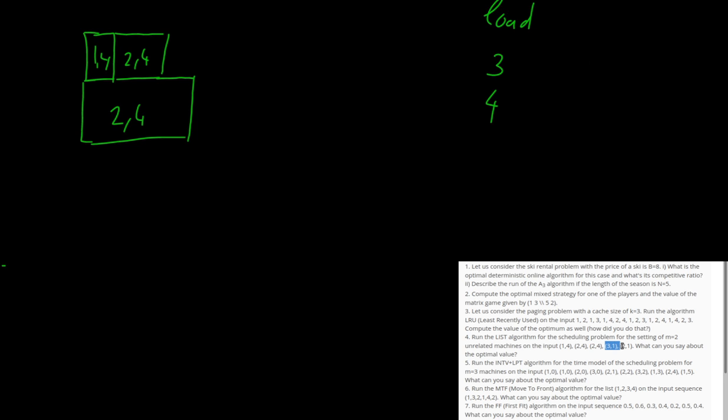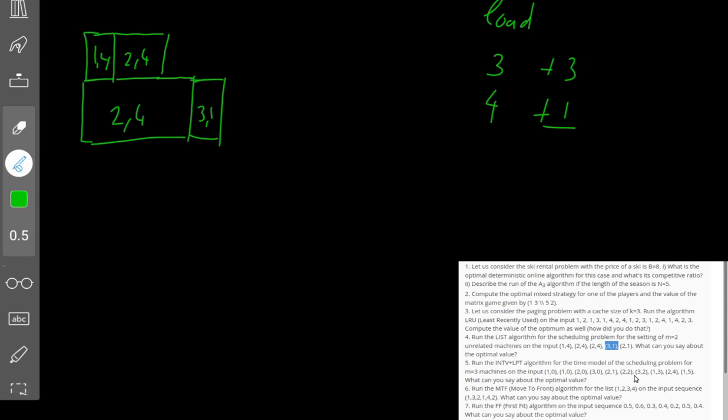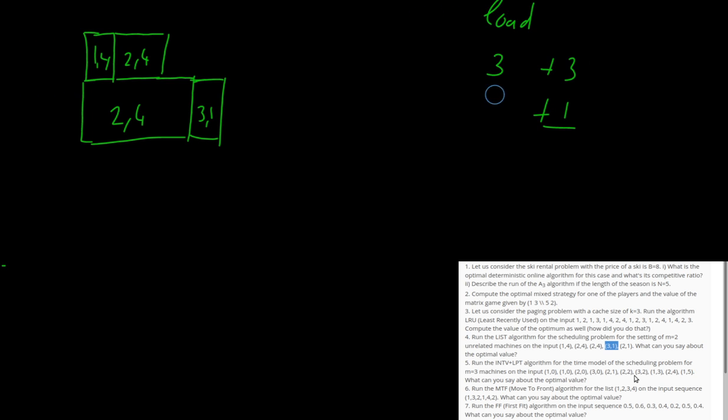And then I'm having 3,1. Okay, so comparing 3 plus 3 and 4 plus 1, this is again a smaller value, so 3,1 gets here. And the updated load of the second machine will be 5.